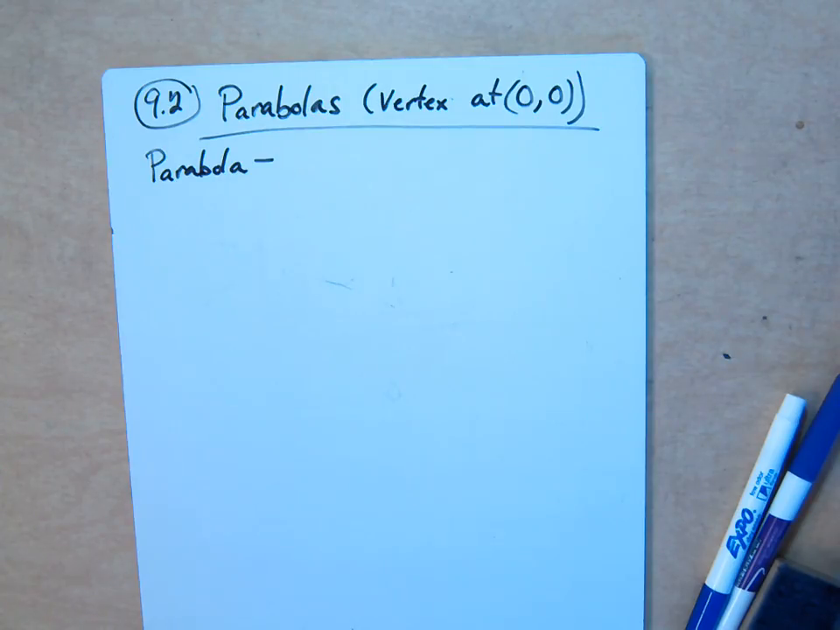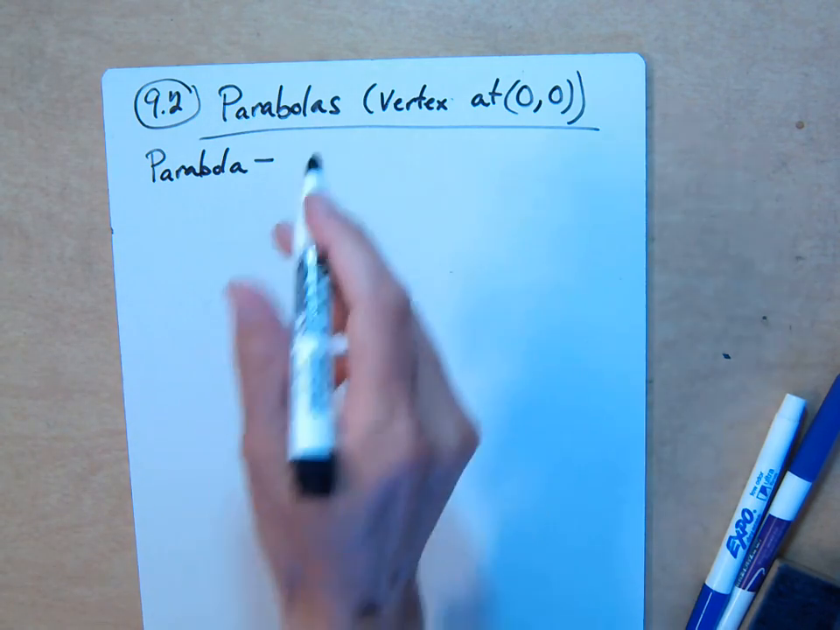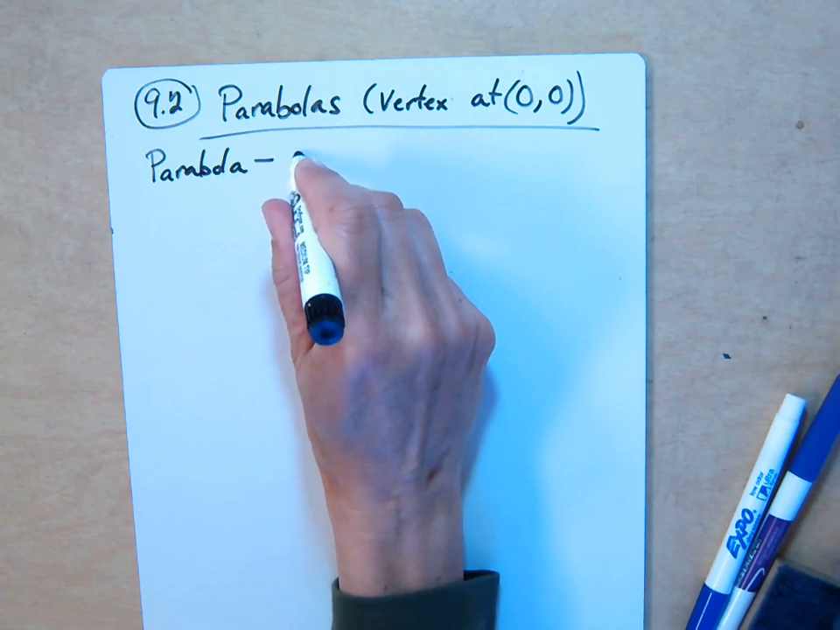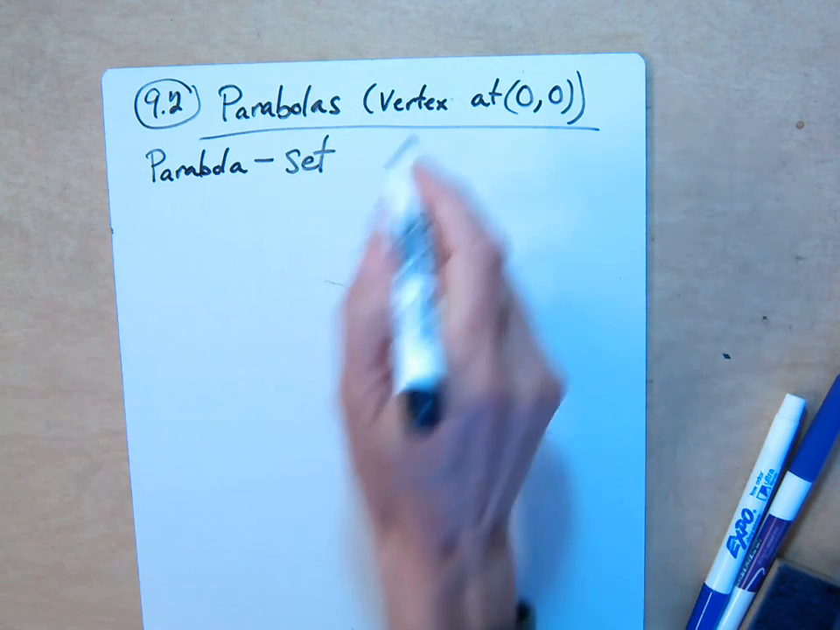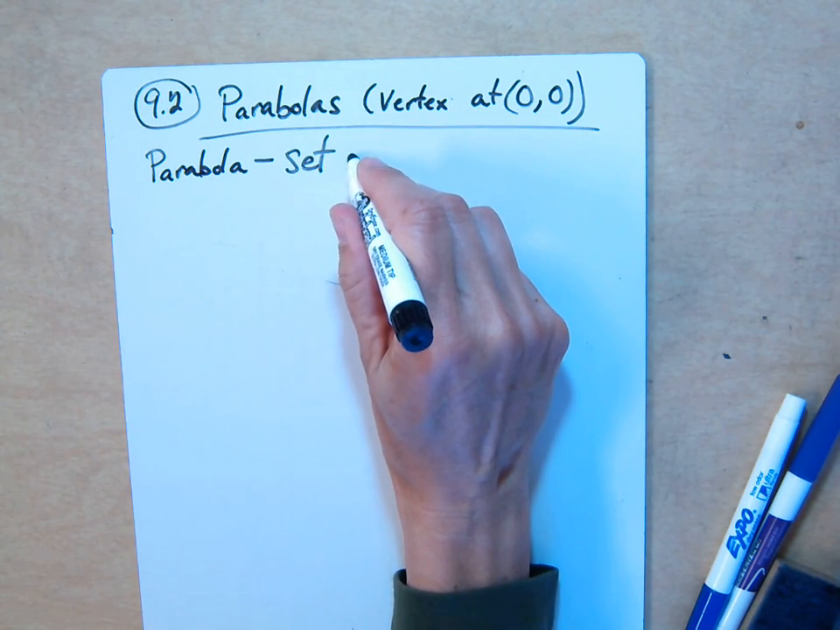Section 9.2, parabolas, where the vertex is always at 0, 0. A parabola is defined this way. You probably haven't heard it explained this way.